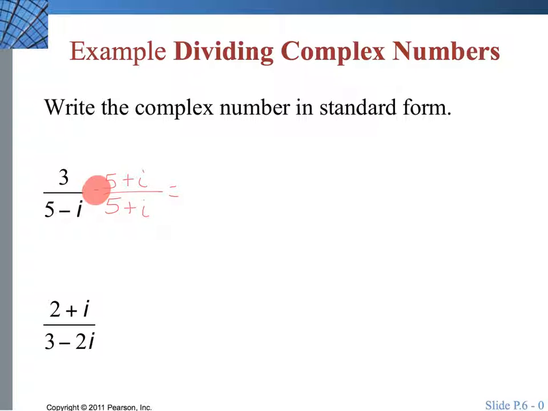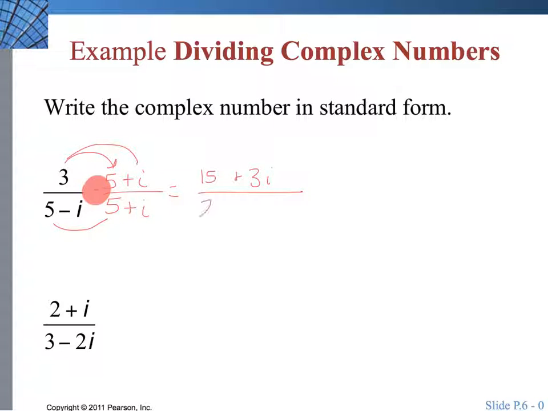If I'm multiplying by 5 plus i over 5 plus i, it's like multiplying by 1. So I'm not changing the meaning of the number at all. It's just multiplying by 1. And in the numerator, I can distribute. So I take 3 times 5, which is 15, and 3 times i, which is 3i. There's my numerator. In the denominator, I have to distribute as well, but this time it looks more like FOIL.